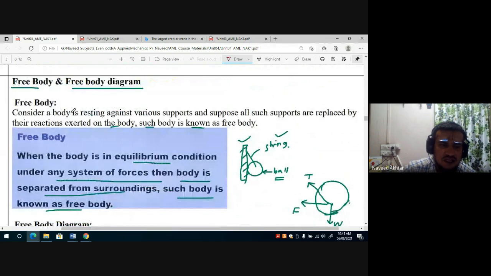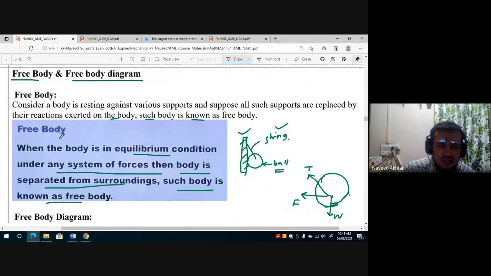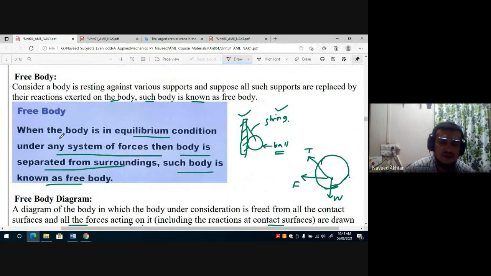फिर हमने देखा कि फ्री बॉडी क्या है, कि बॉडी जो इक्विलिब्रियम कंडीशन में है अंडर एनी सिस्टम ऑफ फोर्स, उसको हम उसके सराउंडिंग से अलग कर देते हैं, तो ऐसी बॉडी को हम फ्री बॉडी बोलते हैं, है ना.